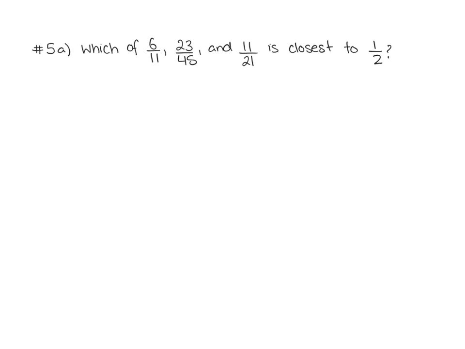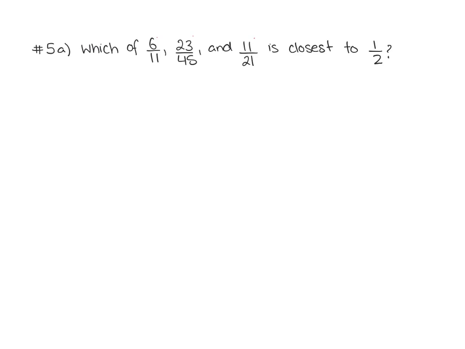Now for question 5, I'm going to start showing you some quicker ways to do things using your calculator. So this asks which of these 3 fractions is closest to 1/2. Now, they're all about 1 off, right? So half of 11 would actually be 5.5, but they have 6, so they added half. Half of 45 would be 22.5, so this is a half more. Half of 21 would be 10.5.